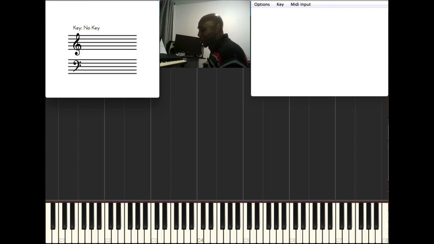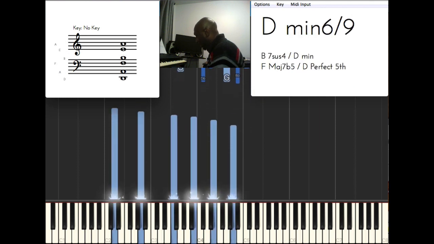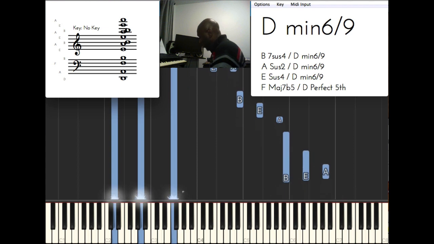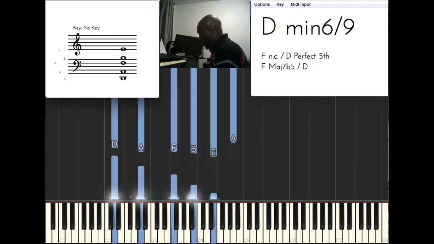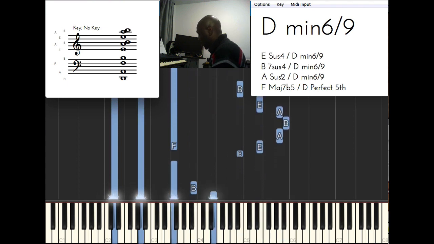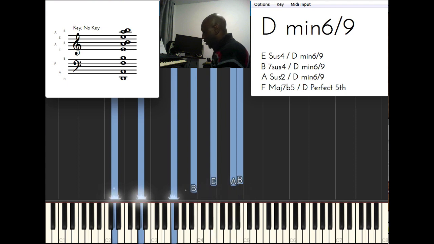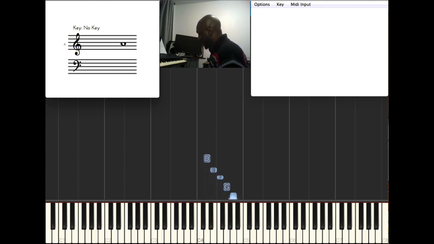Now, if there was another Dorian chord, which is a D Dorian, it has the B there again, which is the 6. So that 6 in the Dorian mode is what makes Dorian Dorian, if that makes sense.